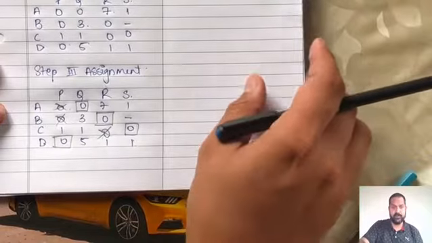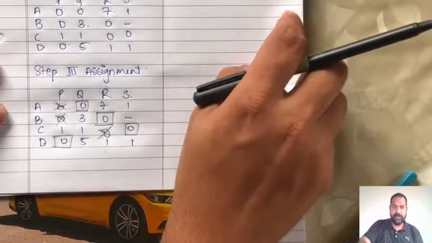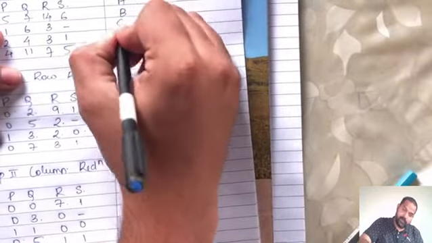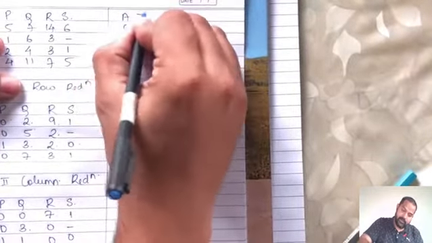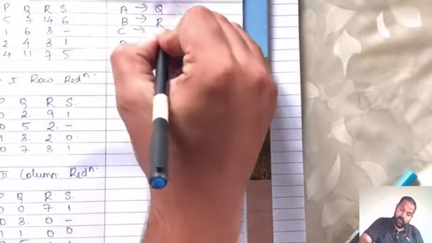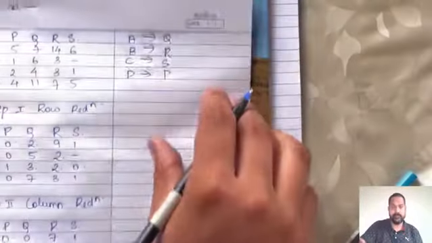That's your final answer. And that is A, B, C, D. A is going to Q, B to R, C to S, and D to P. So Q, R, S, P.